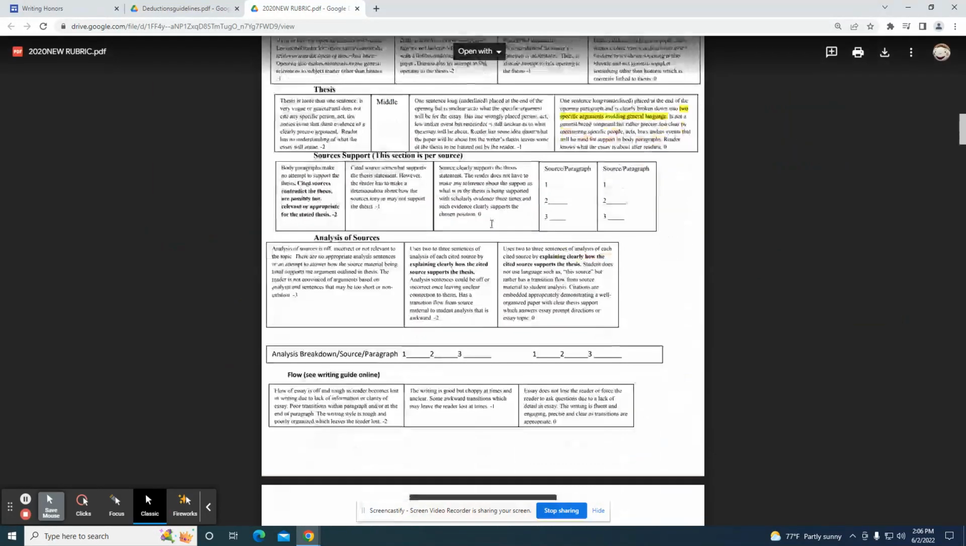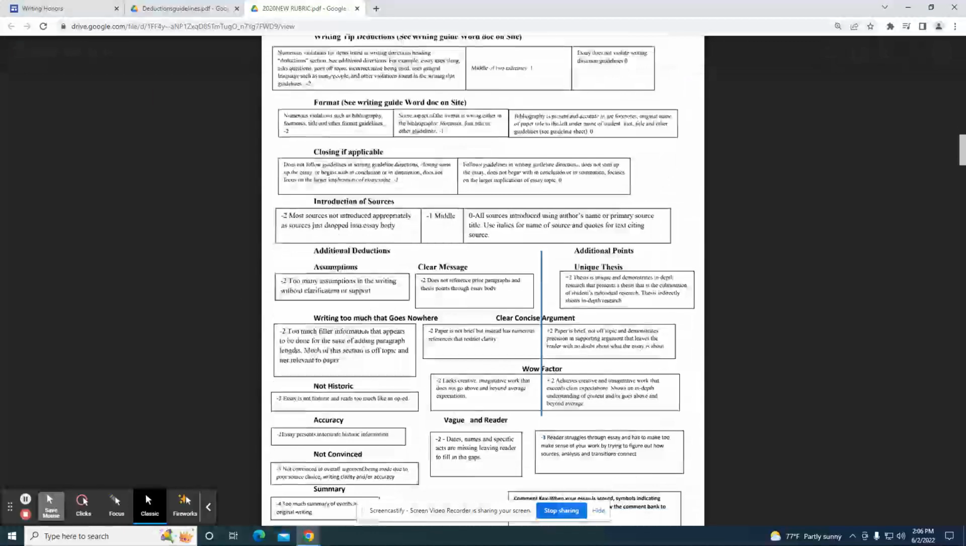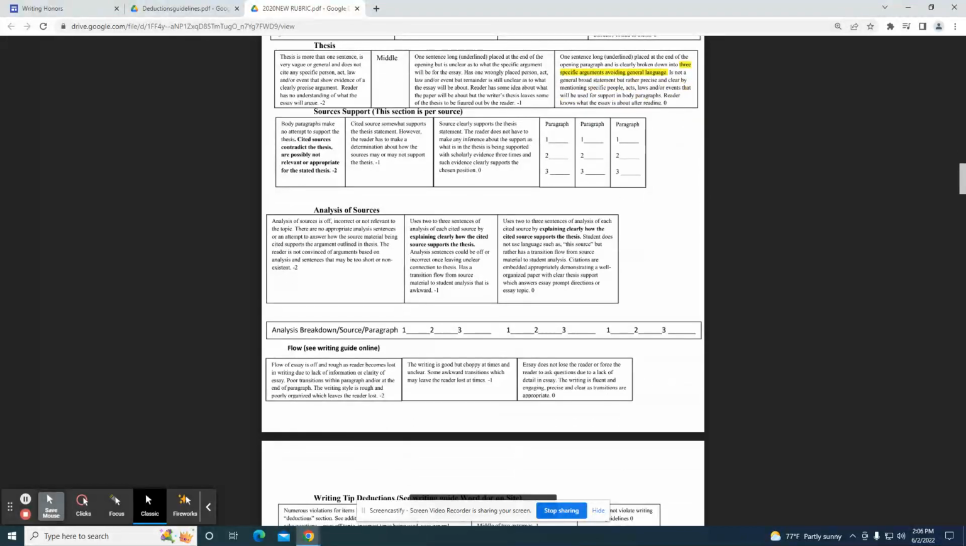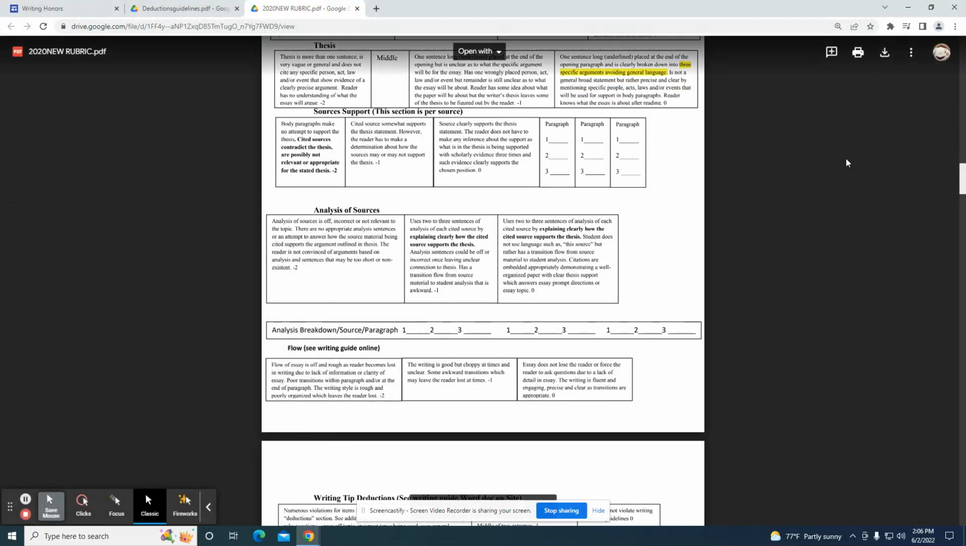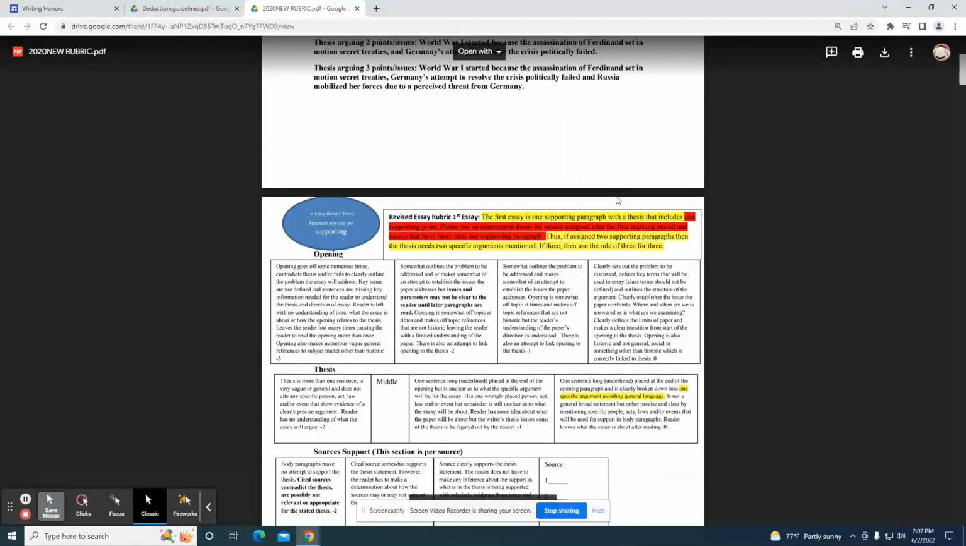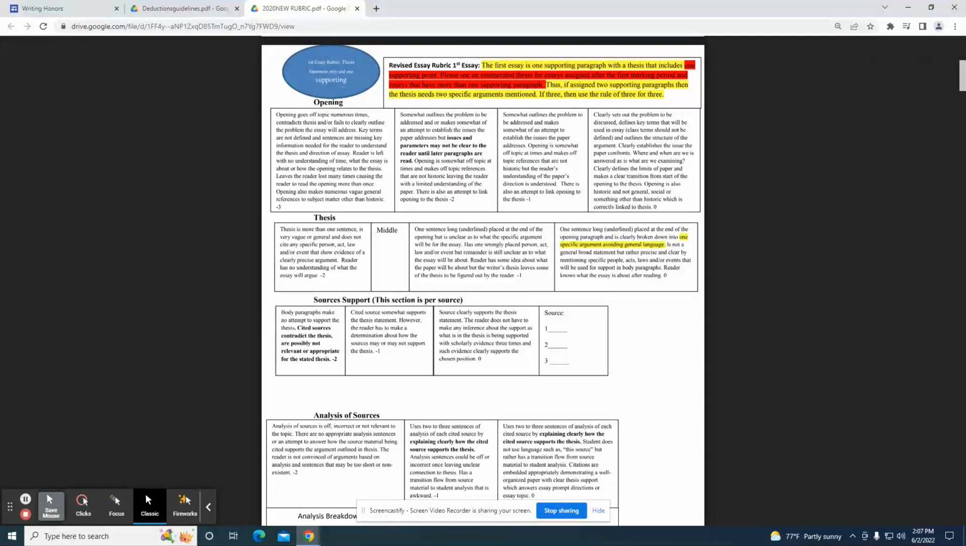Last thing I want to mention, as you go through the year, you will see that the rubric starts to change. And again, starts to change because you start to see more paragraphs being added. In this case, 3, as I mentioned before. But we will get there. We are first starting out with 1 paragraph. And that 1 paragraph will have 3 supporting sources that clearly support the thesis.